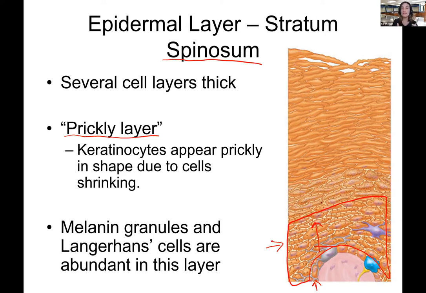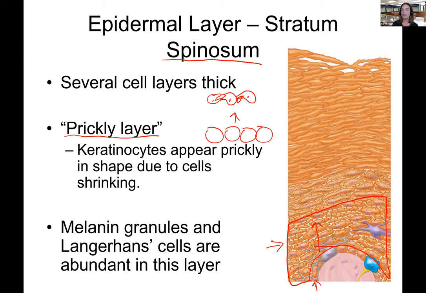But all of the cells that are in your skin in the epidermis are connected to each other. So what happens is they start out big and plump, right? I didn't really put that in the right spot, did I? They start out big and plump. And as they move towards the surface and they get smaller, they're still connected to each other. And so because they're still connected to each other, they end up looking a little more spiny at those connection points. Okay, so that's why we call this sometimes the prickly layer.